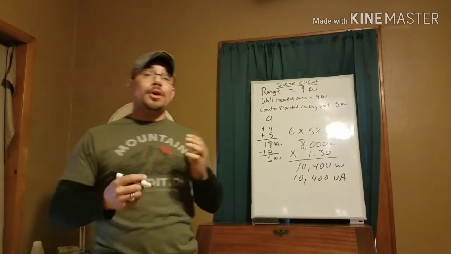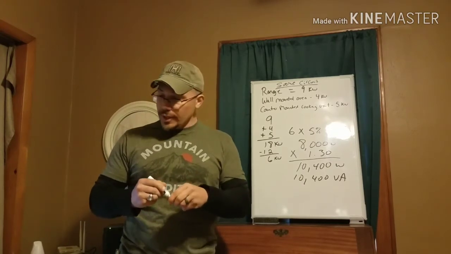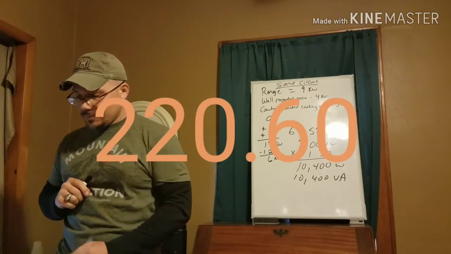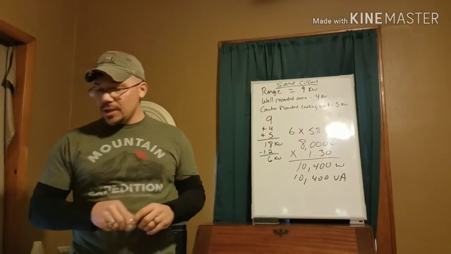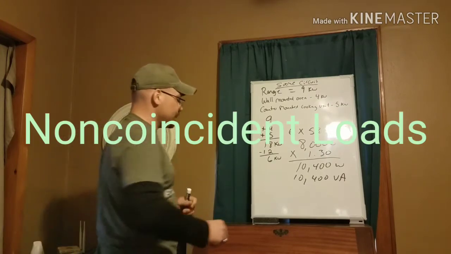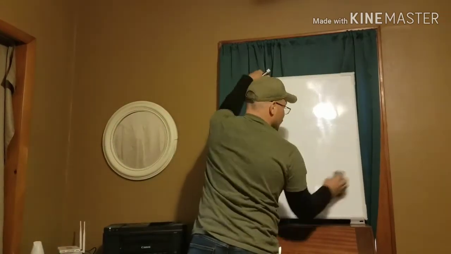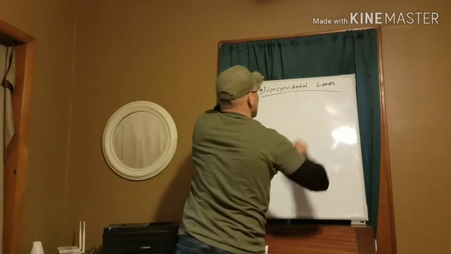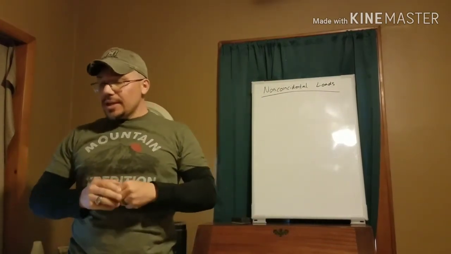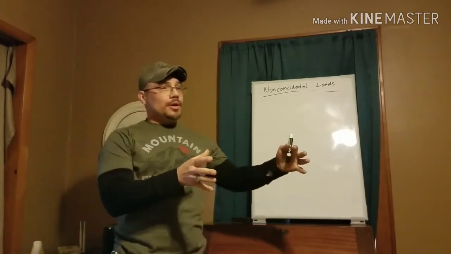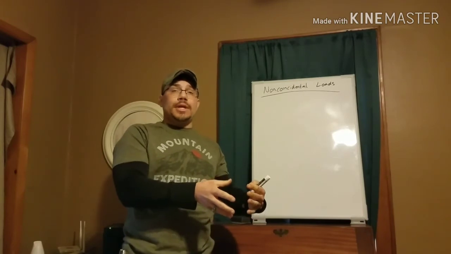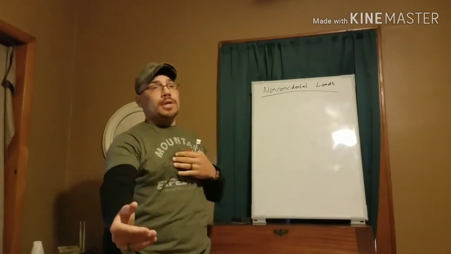We are going to talk about our furnace and our AC unit, right? So if you turn to 220.60, 220.60 is talking about non-coincidental loads. Okay, what does a non-coincidental load mean? Well, it tells us right in here that it's multiple, basically machines that cannot be running at the same time, right? If one's running, the other one's not. If one's not running, the other one is.